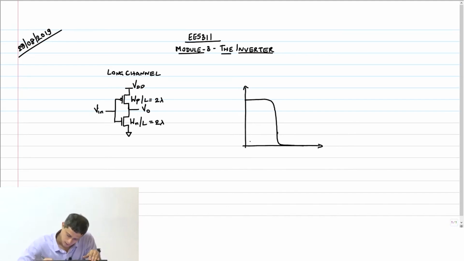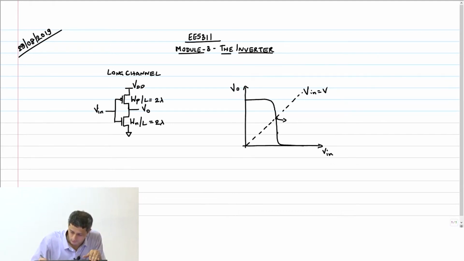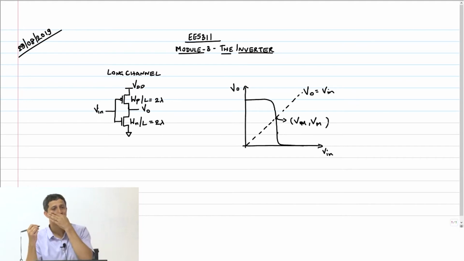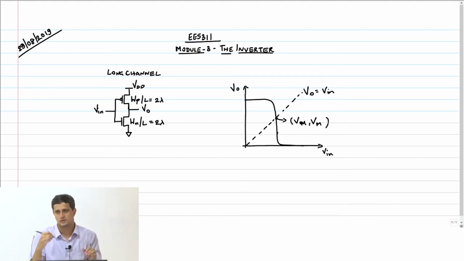And then this is the VTC, right? Vout versus Vin. Then you plot the Vin equal to Vout curve here. This point of intersection is where Vin equals Vout, because its y axis is Vout equal to Vin. Therefore, this point of intersection is Vm, Vm. We want to find this point, right?